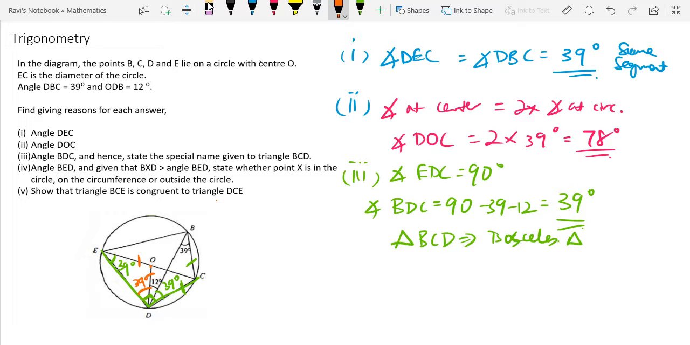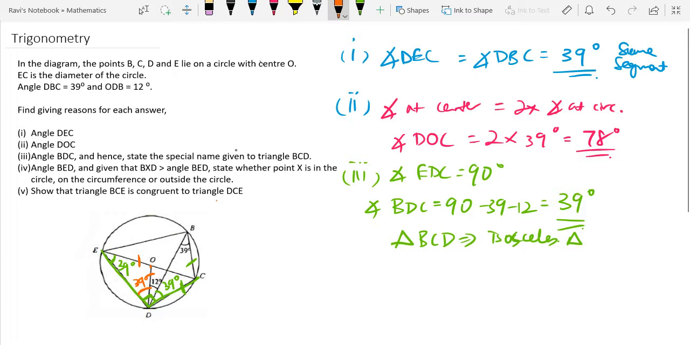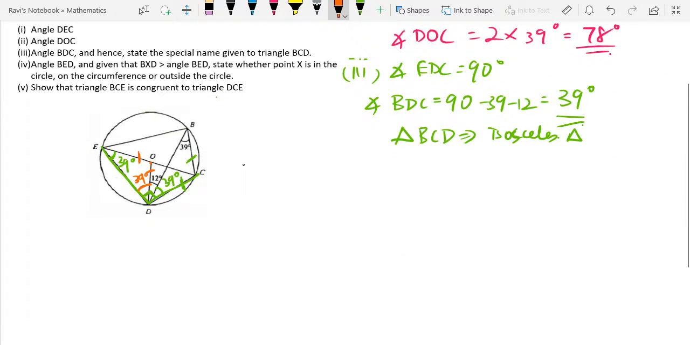Now let's go on to part 4 over here. So in part 4, what are we asked to find? We are asked to find angle BED. So let me erase some of this first. So angle BED.